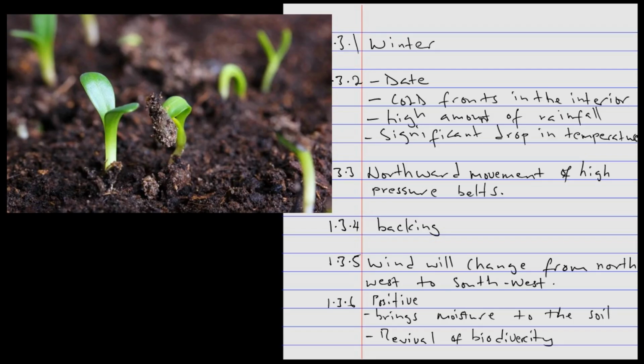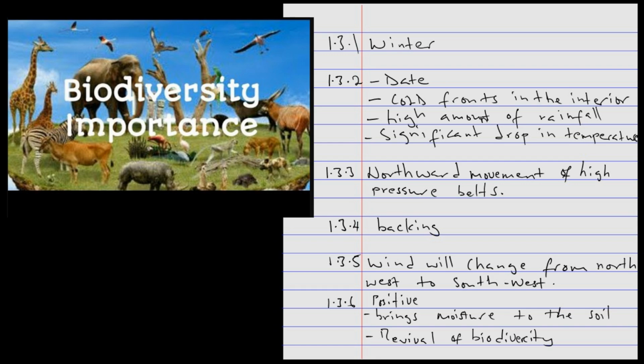The first one is the rainfall will give moisture to the soil. The rainfall will revive biodiversity. Biodiversity is the different kinds of life that you can find in one area. These are the variety of animals, plants, even microorganisms like bacteria. They make up the natural world.